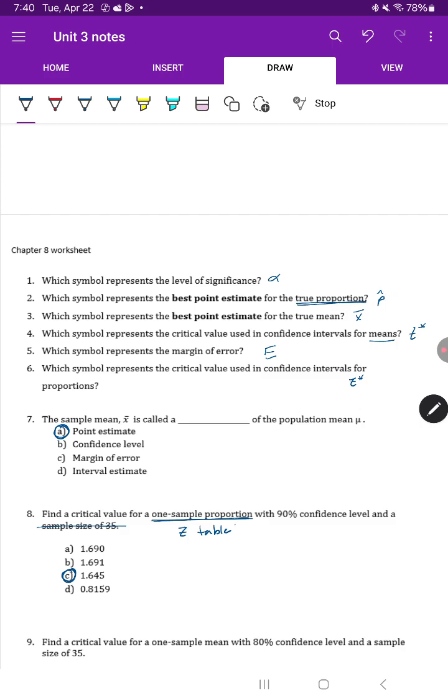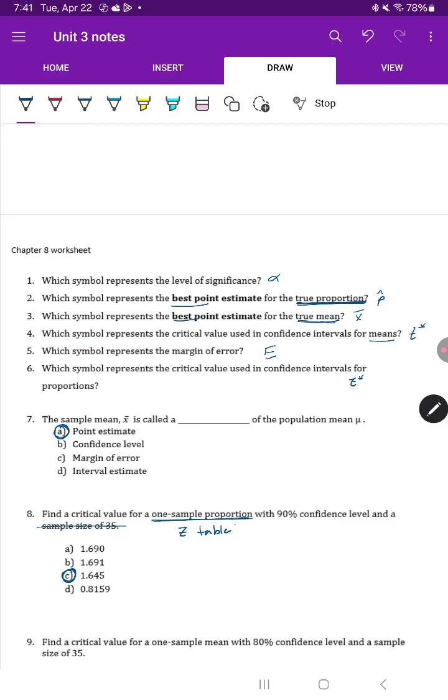If you forget this, look at the formula. You'll see that the formula is p hat plus or minus the rest of the equation, which is the error. So this is your point estimate for proportion. For true mean, it's x bar. I do realize that true proportion and true mean are p and mu, but remember this is our point estimate, which means it's going to refer to those other values.